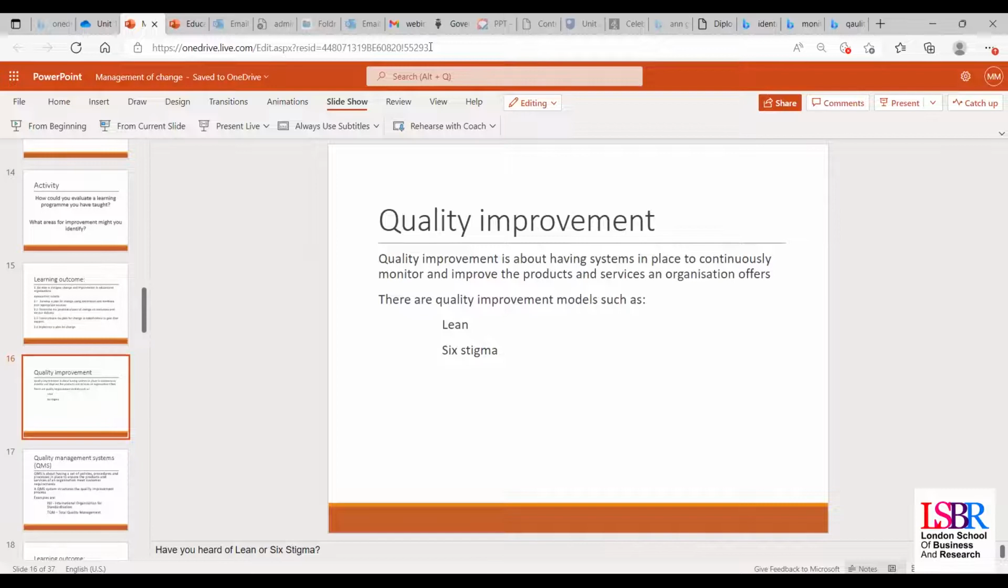And I'm just going to put you off this PowerPoint so that I can read my notes. So, have you ever heard of Lean or Six Sigma?